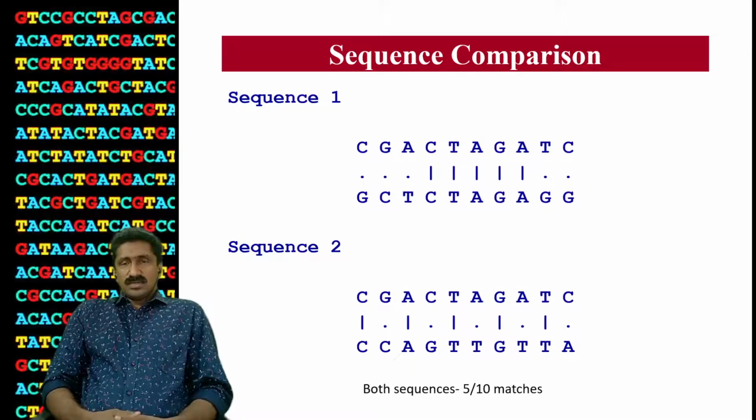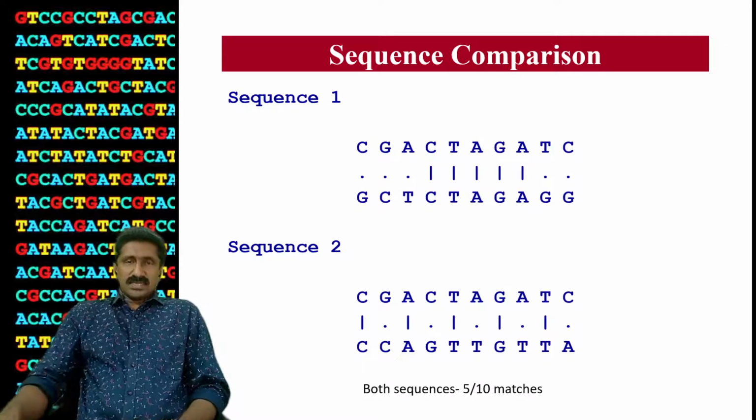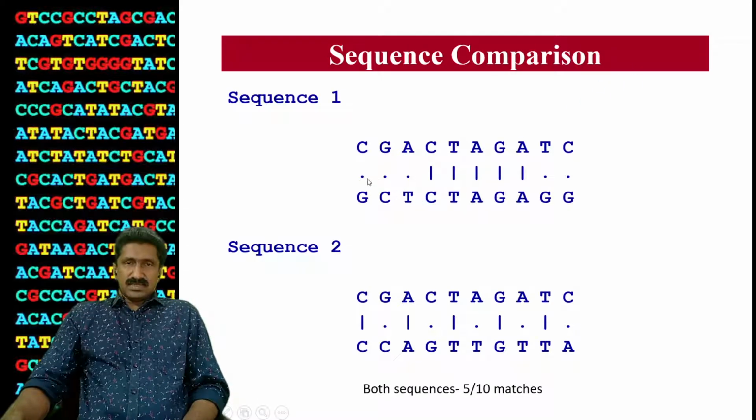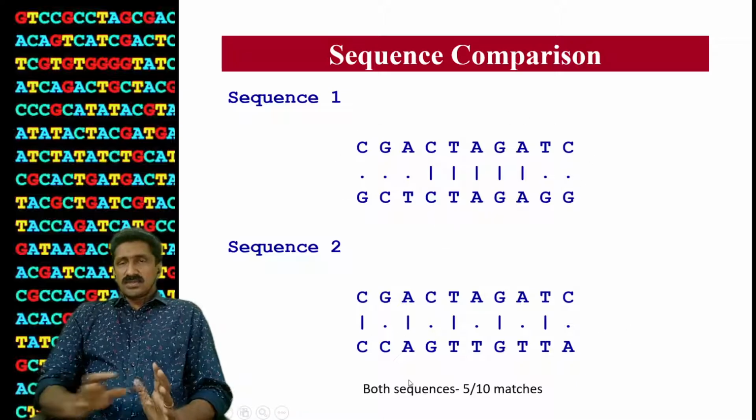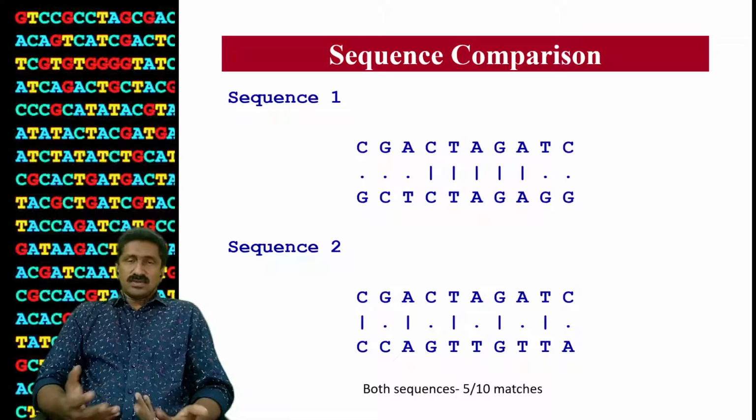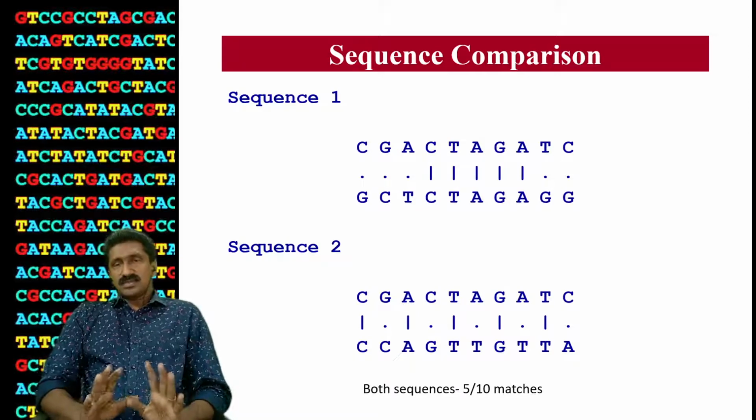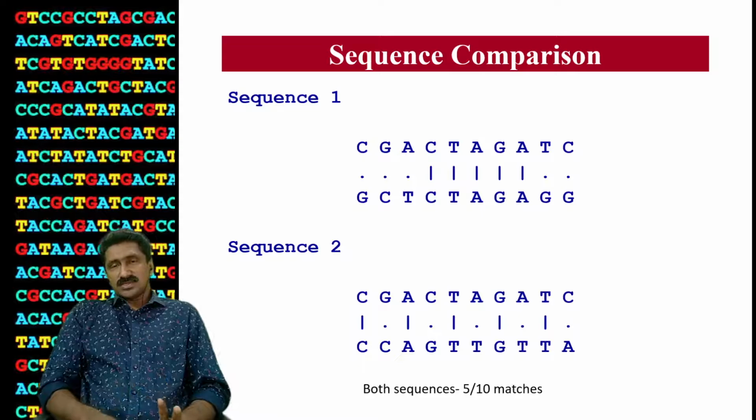Okay, now you perform the comparison and you can see that there are mismatches and matches, both present in both the strings. Both sequences have 5 matches out of 10. So which will be a better one? You can say that both have the same number of matches and mismatches.